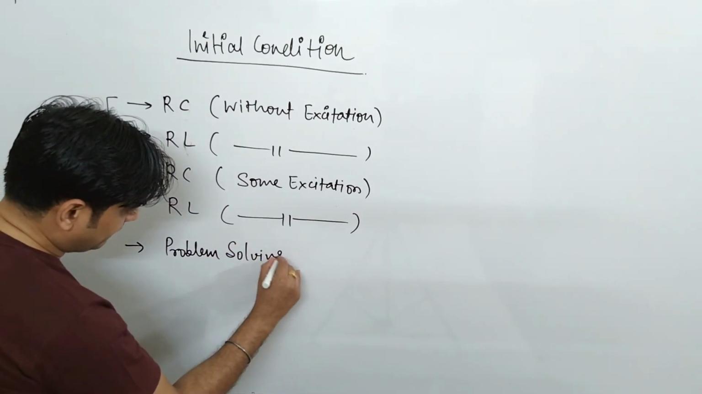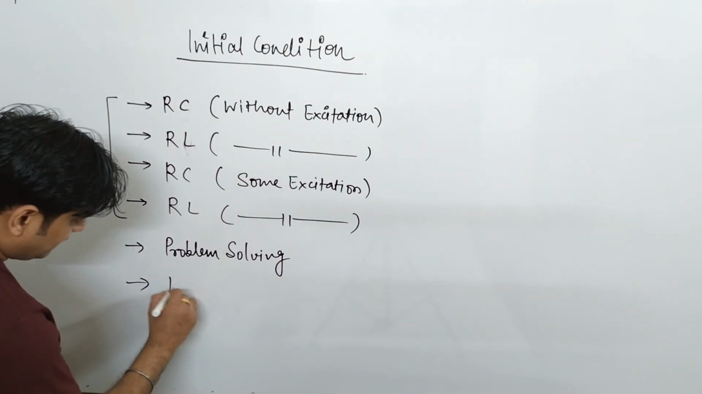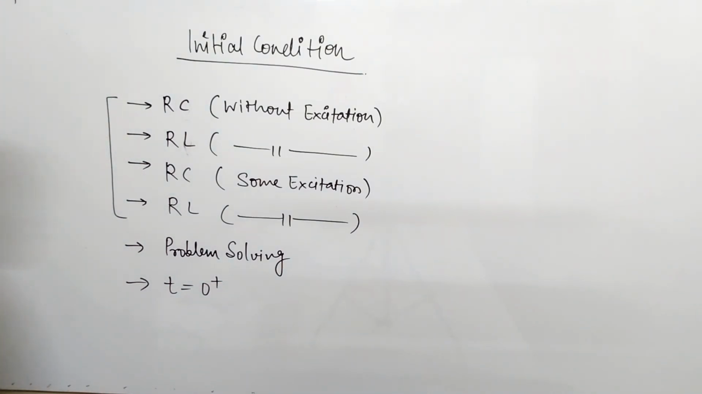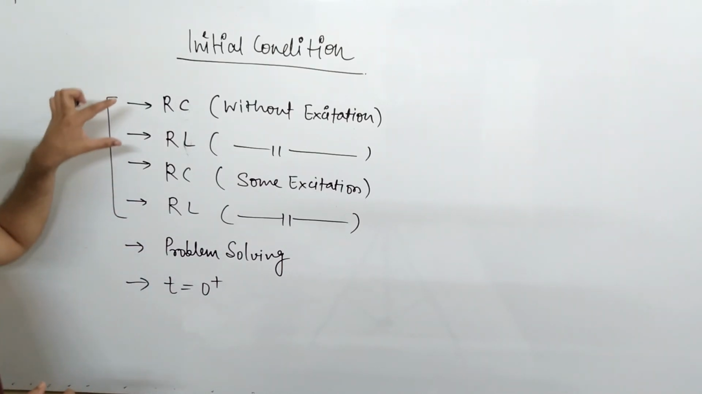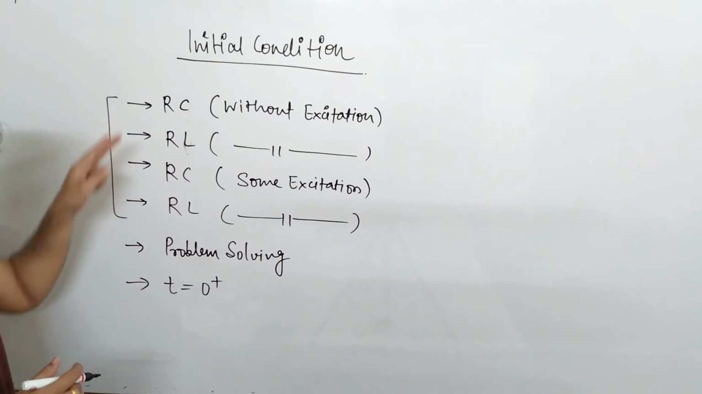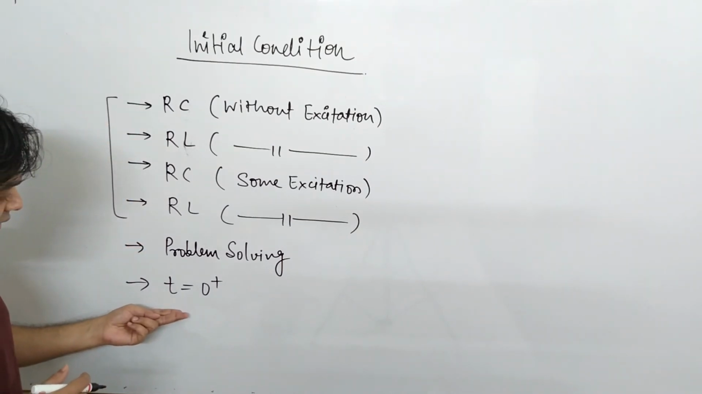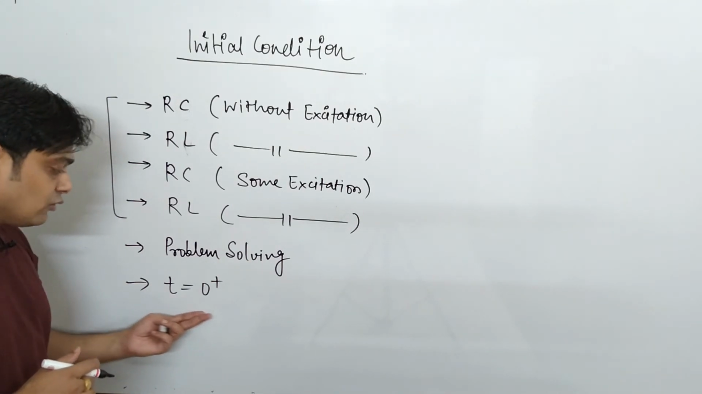So what are the different types of problems we'll see under this topic. Then we'll talk about the condition t equal to 0 plus. I will explain everything, but for the time being try to understand what the different topics are which we are going to cover under initial condition. These are the first four, then problem solving sessions, and then the problems and conditions at t equal to 0 positive.